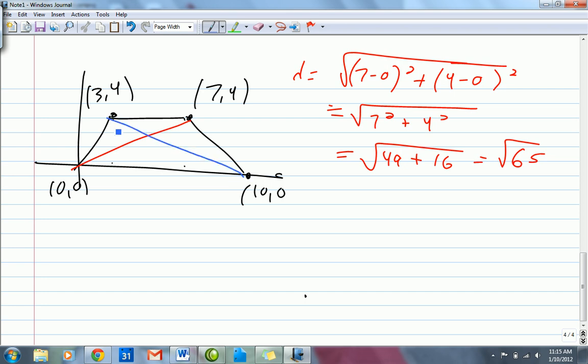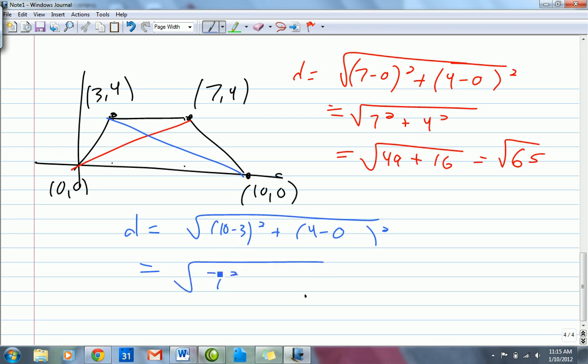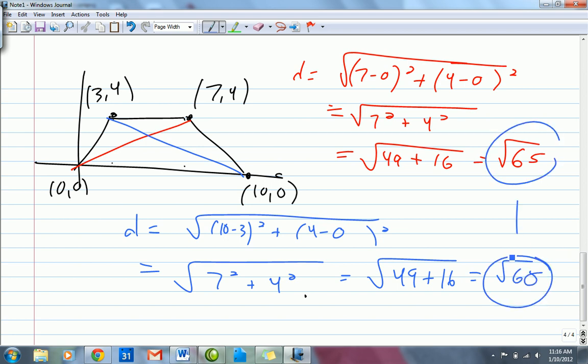Okay, now I'm going to find this other diagonal. And again, I'm going to use the distance formula. And so I'm going to take the square root of the difference in the x's squared, so that's 10 minus 3. The order doesn't matter because I'm going to square it anyway. Plus the difference in the y's squared, 4 minus 0. And that ends up being 7 squared, 10 minus 3, 7, plus 4 squared, which is 7 squared, 49, 4 squared, 16. Oh, I got the same thing. Okay. So for this particular problem, the diagonals are congruent. And in fact, what you'll find is that for all isosceles trapezoids, the diagonals will be congruent.